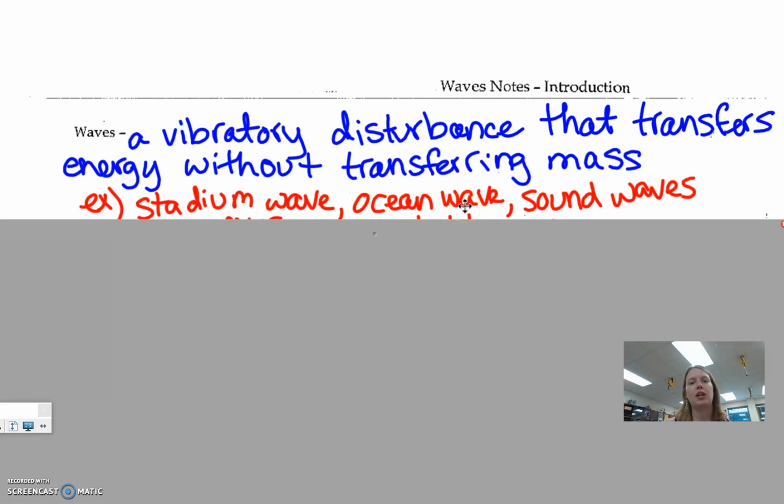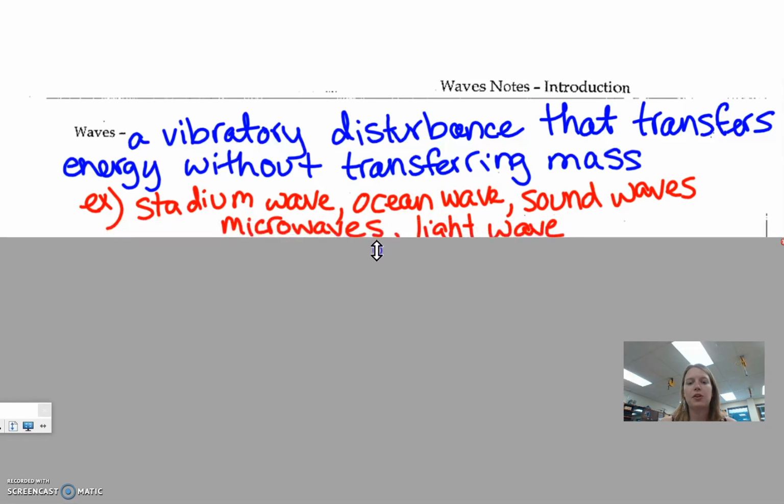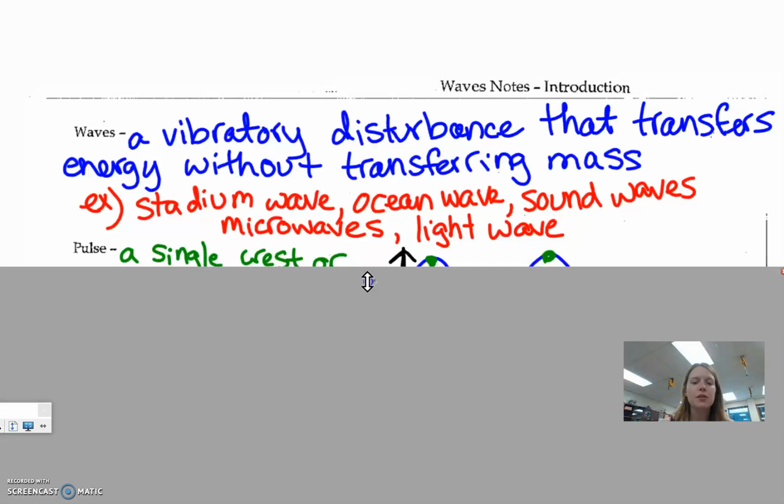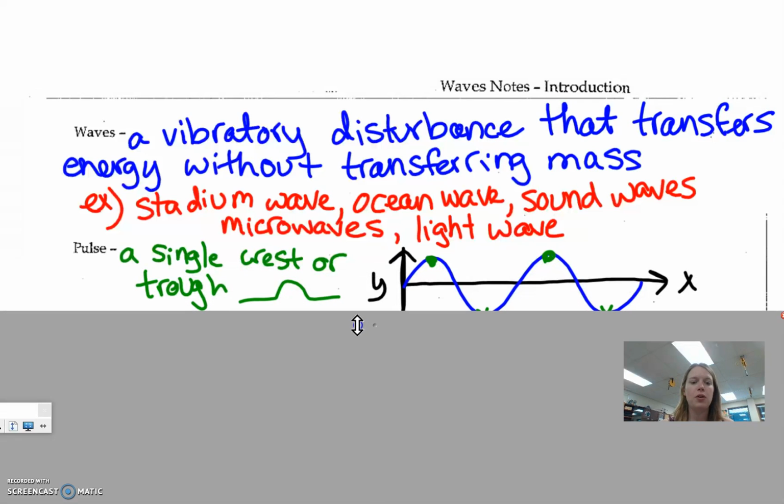An ocean wave is another great example. If water was actually being moved from England over here to New York across the Atlantic, then the ocean would be empty, right? So it's just the energy that moves through the waves. Actual molecules or matter don't move. Sound waves are another great example. Microwaves, which are a little harder to think about, along with light waves, are also types of waves, and we'll call those electromagnetic waves.